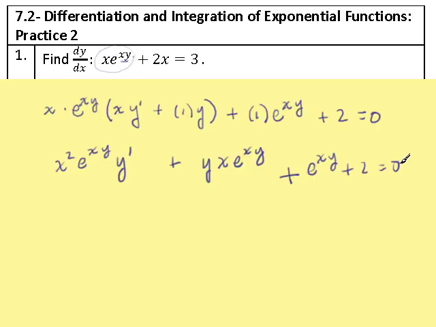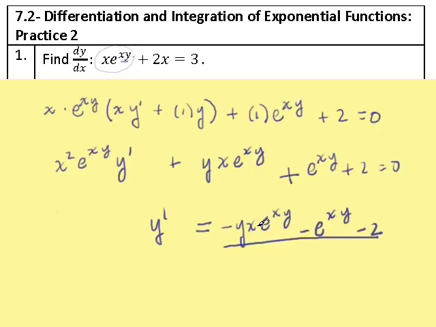Let's put these terms on the other side. So on the other side we have the minus yx e to the xy minus e to the xy minus 2. And on this side we have just this term. And at the same time, let's divide by what's multiplying y prime. So y prime is equal to these terms divided by the coefficient of y prime.